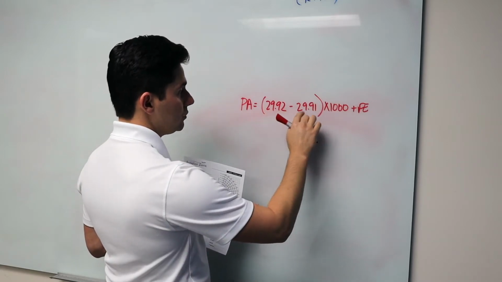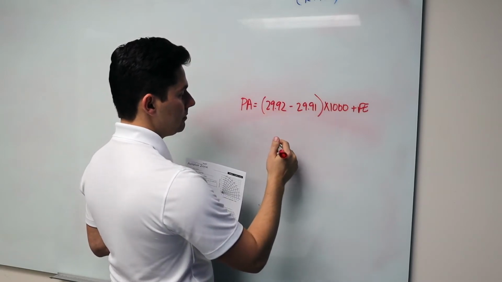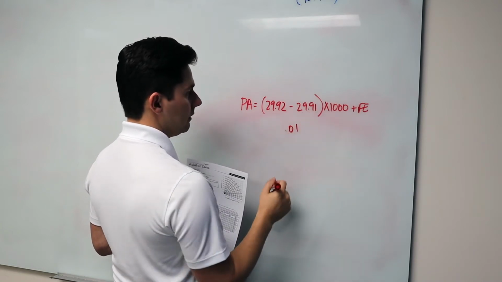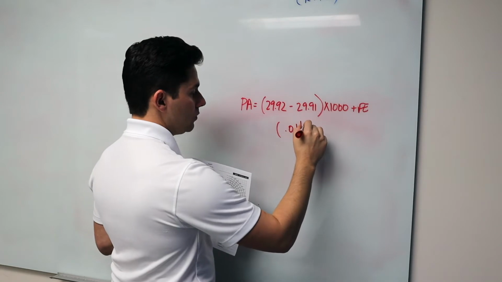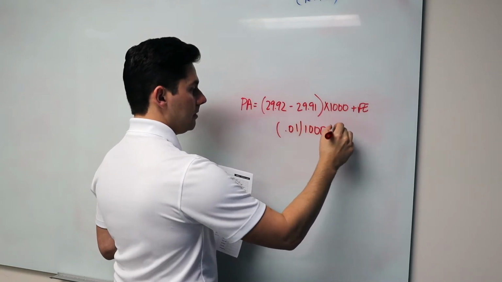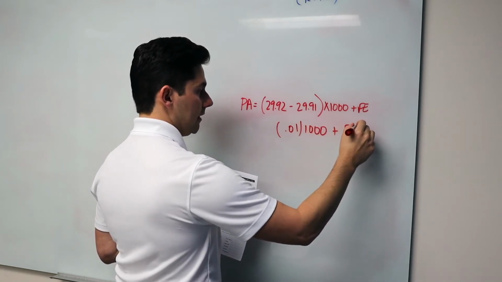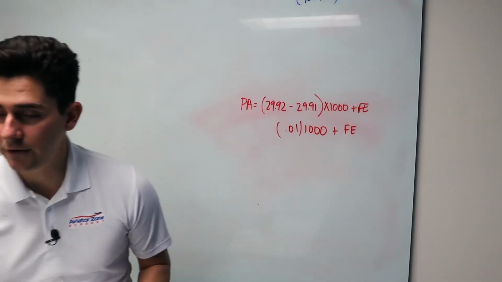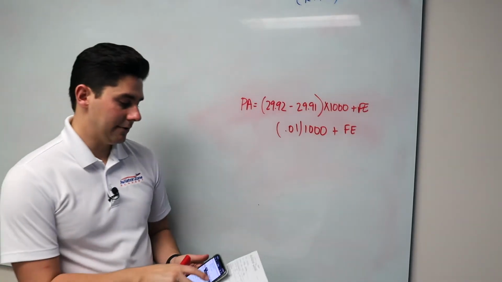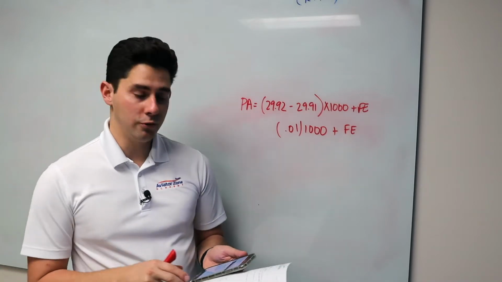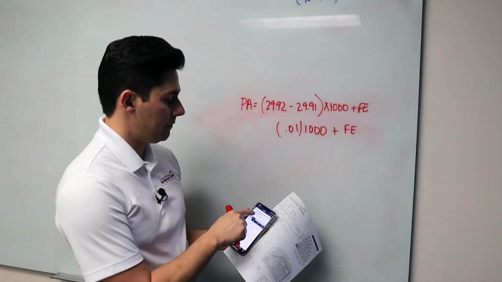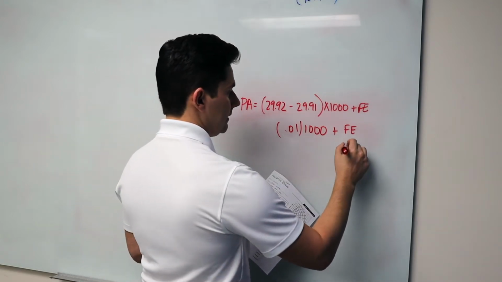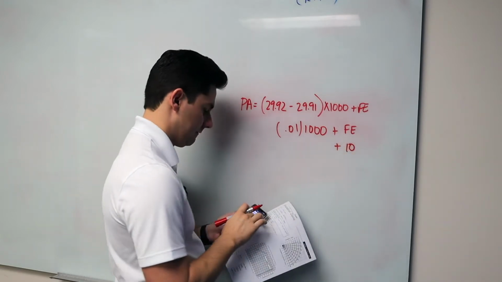So 2,992 minus 2,991 is going to be 0.01 times 1,000 plus field elevation. Now, how do we find the field elevation? The field elevation is going to be found on ForeFlight. So if I go to the ForeFlight and I look at the airport page, right on the top where it says the airport name, it has the elevation. In our case, it's going to be 10 feet. So that's going to be plus 10 feet.